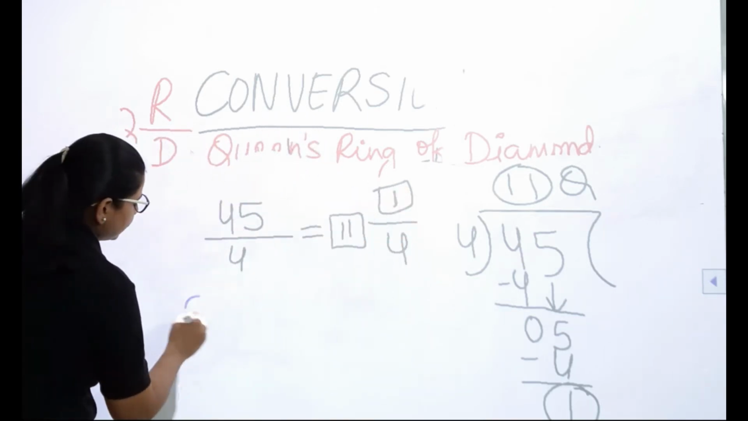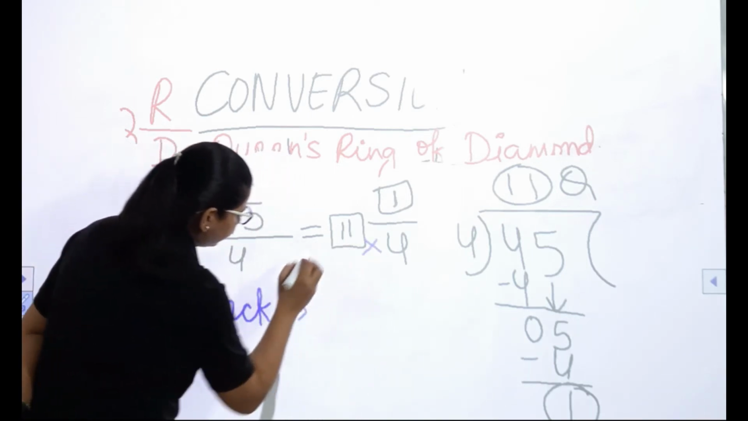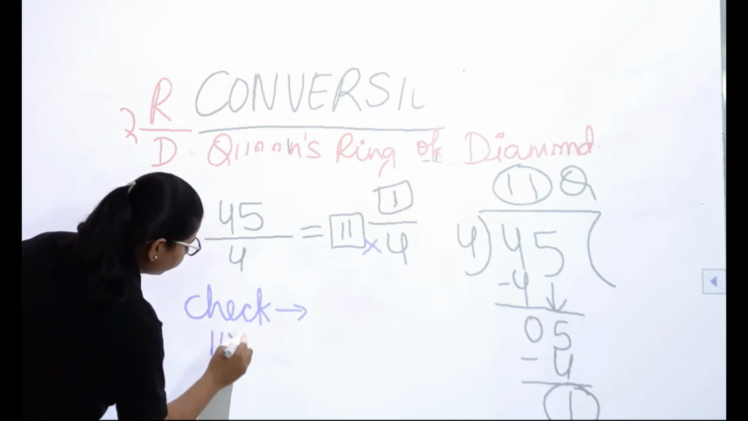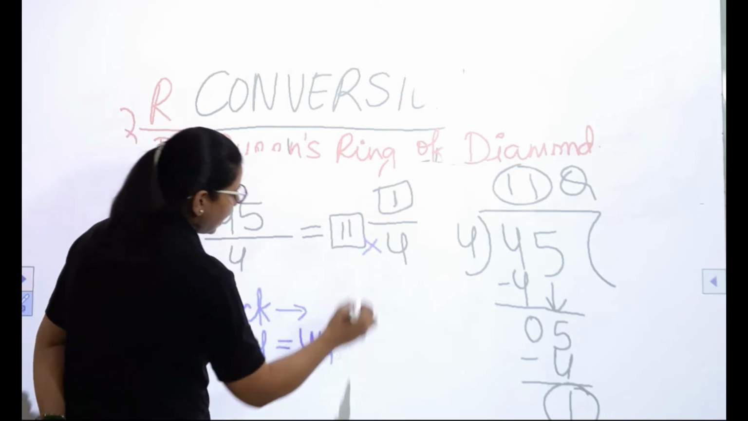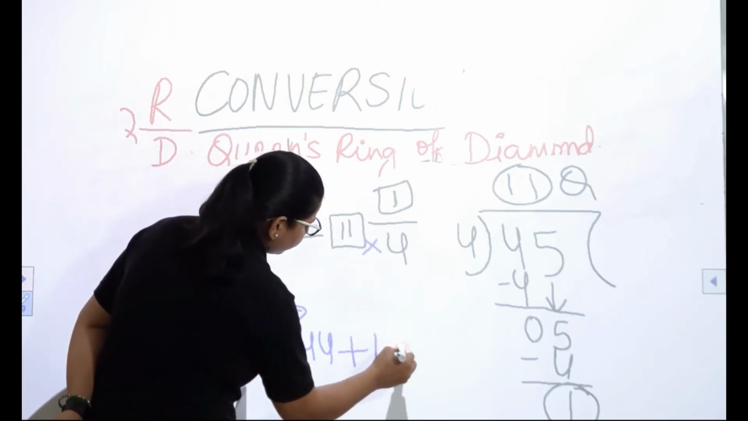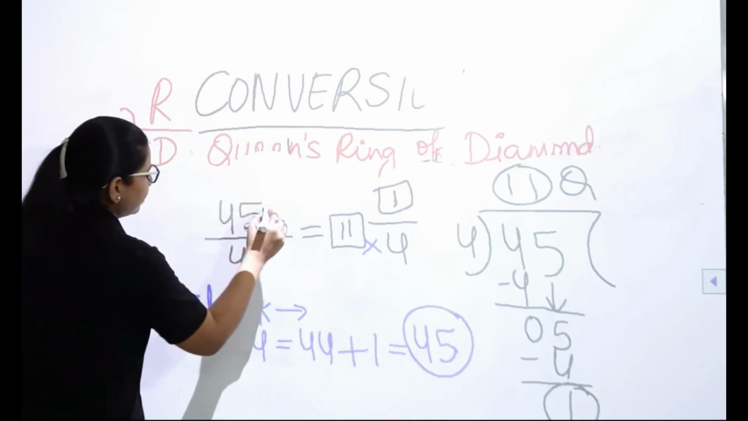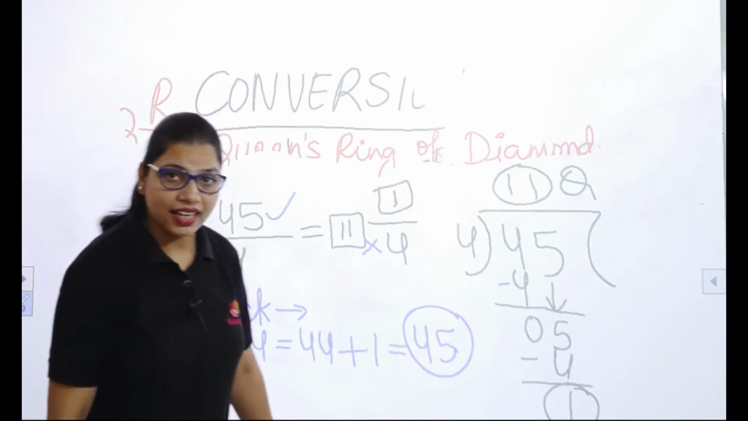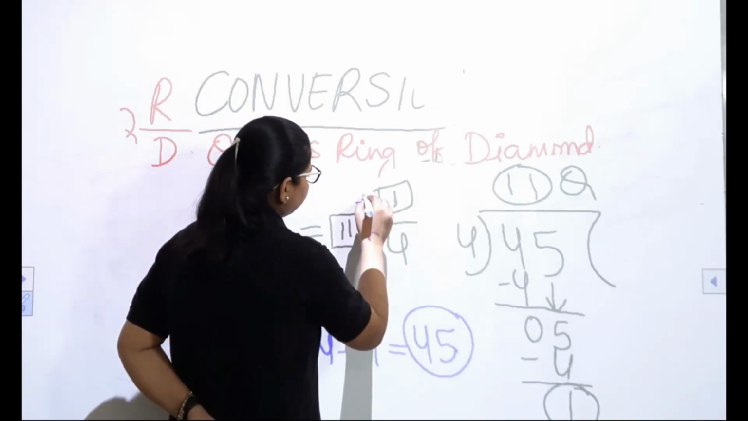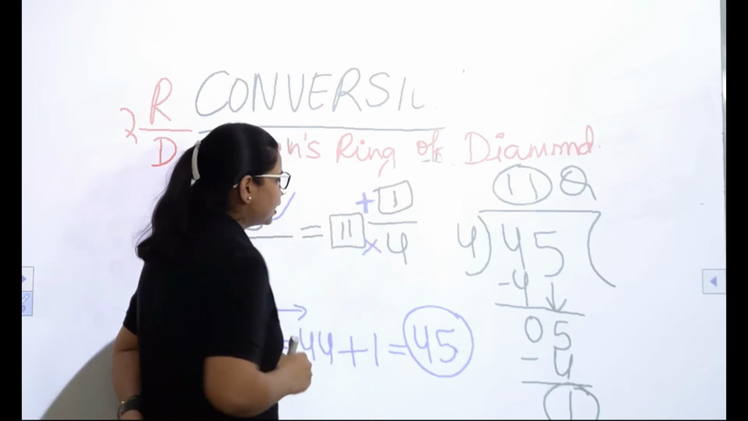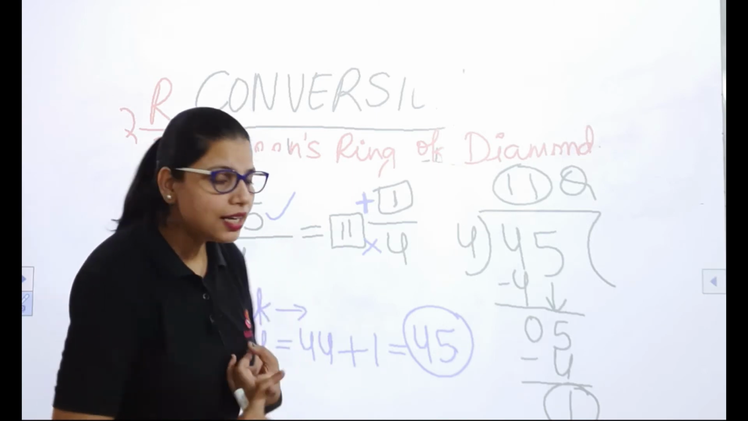Check. Now let's check. For checking, we will multiply 11 and 4. 11 times 4 is 44, and then we add the remainder, plus 1 is 45. Are we getting the numerator? Yes, it's correct. Understanding? Multiply these two and then you have to add. For checking, multiply queen and diamond and add ring.